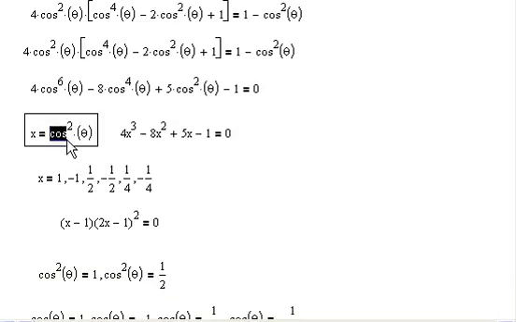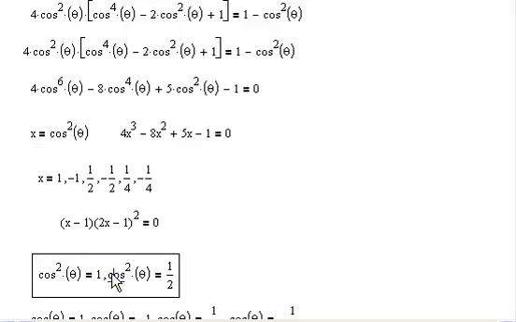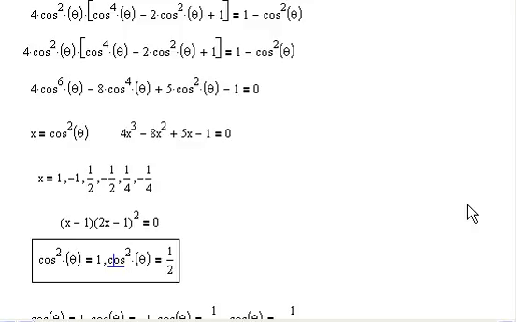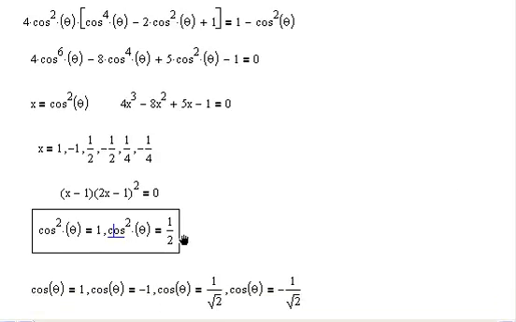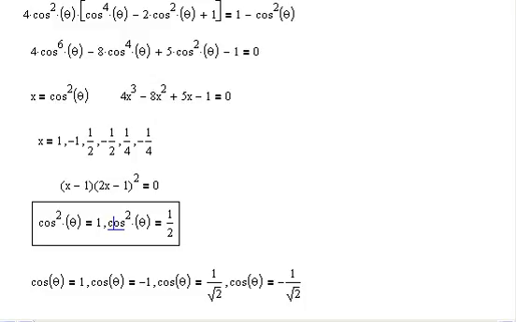So remember, x was cosine squared theta, so cosine squared theta equals 1, or else cosine squared theta equals 1 half. Where are we going to go with that? Well, if cosine squared theta equals 1, then cosine theta equals 1, or else cosine theta equals negative 1. If cosine squared theta equals a half, then cosine theta equals 1 over the square root of 2, or cosine theta equals negative 1 over the square root of 2.